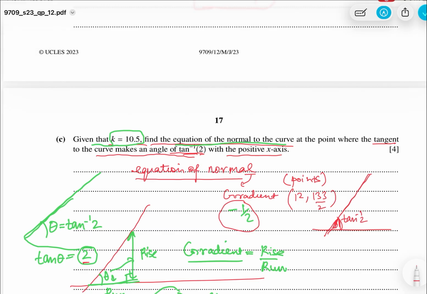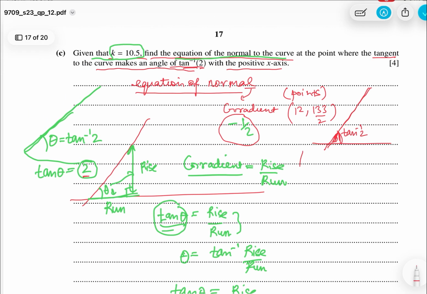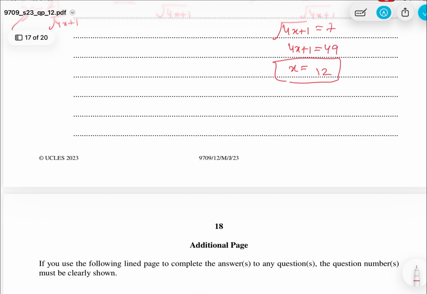Now the equation would be simpler. The equation of normal would be y minus y1 equals m, that is minus 1 by 2, times x minus x1, that is 12. Let's solve this further, and when we solve this, we will get y equals minus 1 by 2 x plus 145 by 2, learners.